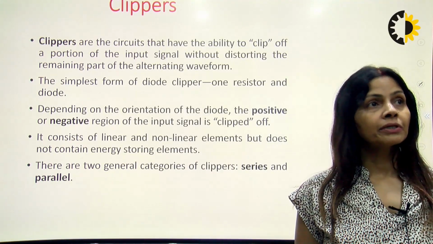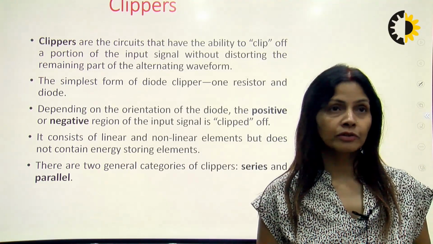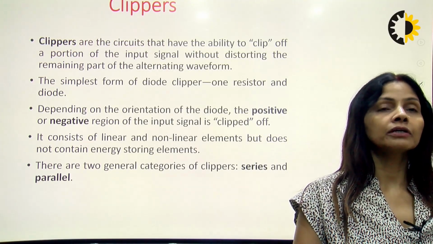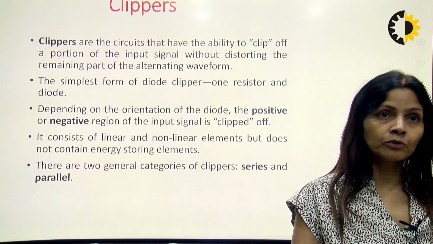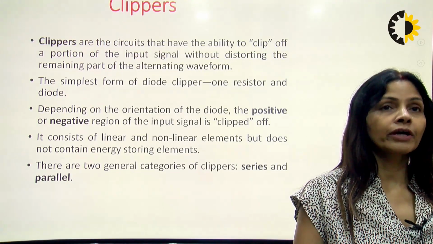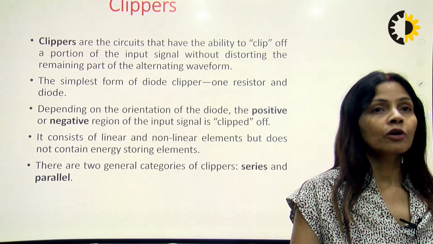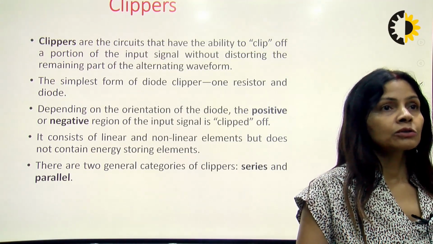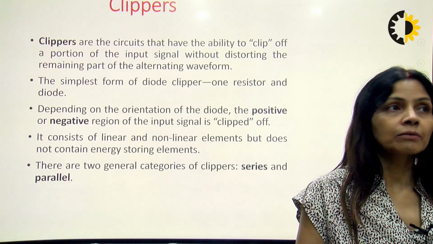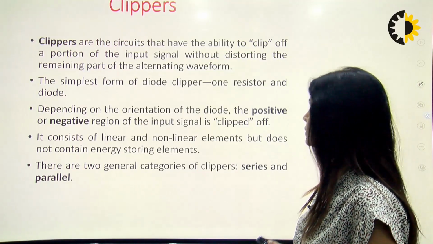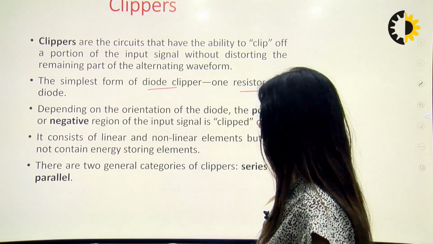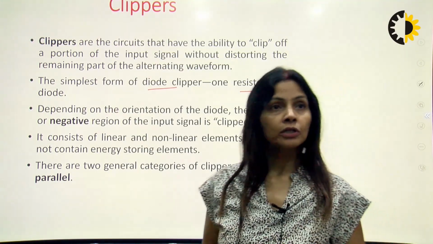Actually, clippers are circuits which have the ability to clip off some portion of the given input waveform. Whatever input you are giving, a part of the input which you are not requiring, you can clip off with the clipper circuit. The main components required for making a clipper circuit are one resistor, one diode, and some input voltage.